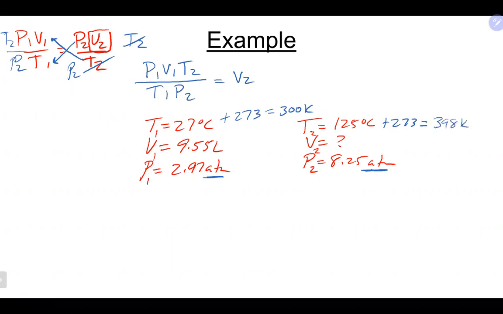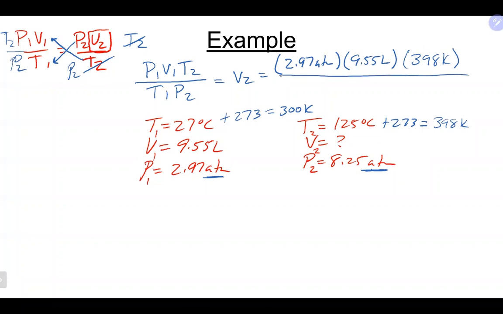And now at this point, we really do have everything that we need. We just got to make sure everybody gets in the right location. So here up on top, we want P1, which is 2.97. We want V1, which is 9.55 liters. And here we want T2 up on top, which is 398. So it's really important to rearrange correctly because people always get the temperatures and stuff in the wrong spots.